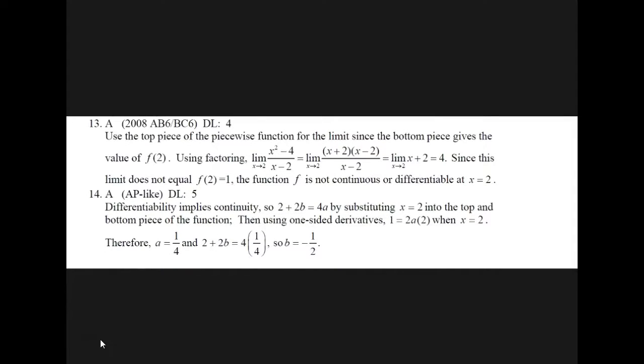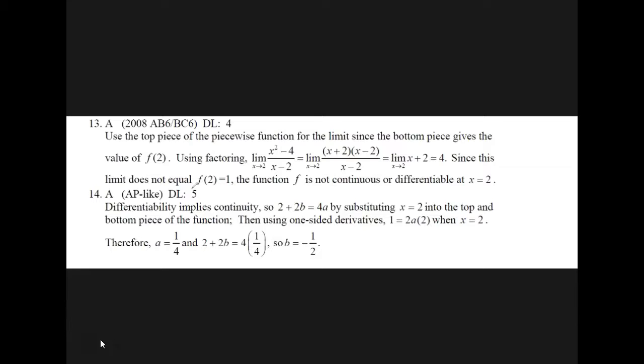13, and again, I'll go over anything you have questions on. 13 is A. 13, you just had to factor. That was a difference of squares. 14 was a difficulty level 5. That's the one where I think algebra really plays a bigger part.